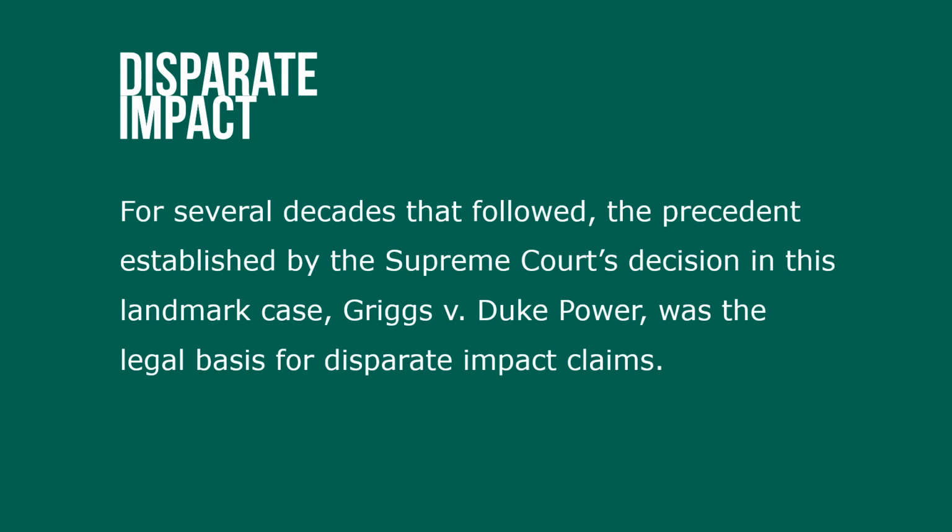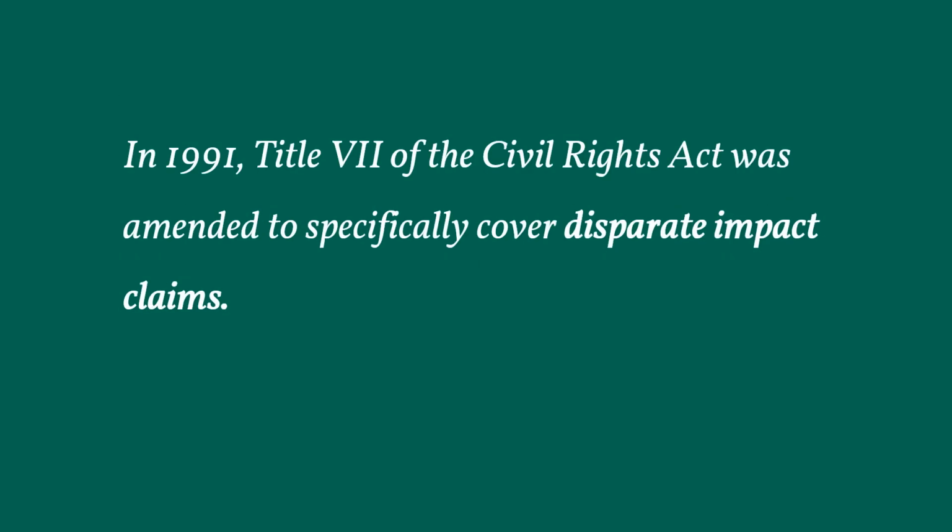For several decades that followed, the precedent established by the Supreme Court's decision in this landmark case, Griggs v. Duke Power, was the legal basis for disparate impact claims. In 1991, Title VII of the Civil Rights Act was amended to specifically cover disparate impact claims.